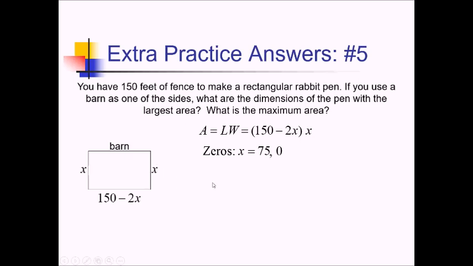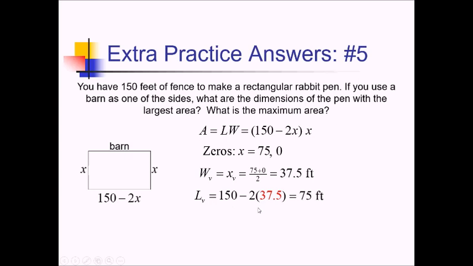So I'm going to write w equals x of the vertex equals 75 plus 0 over 2, averaging those zeros together. So let's see here. That's going to be 37.5, and that's going to be in units of feet, because this is how long the one side of the fence is right here. We also have to find the length. They said find the dimensions, so we have to find them both. To find the length, we do 150 minus 2 times 37.5. So that's basically 150 minus 75, which is 75 feet.